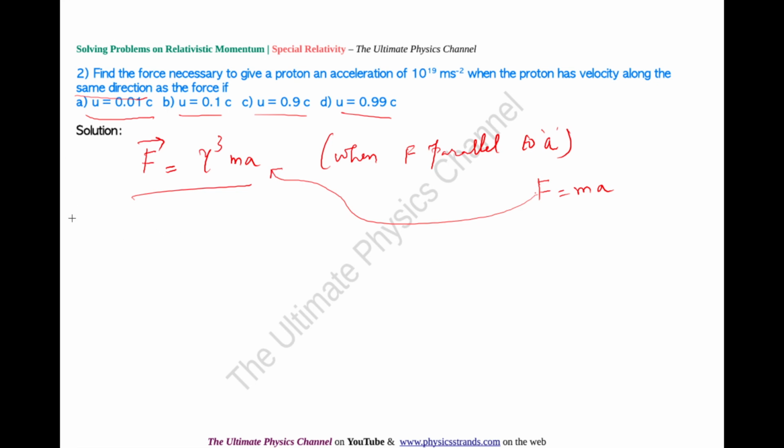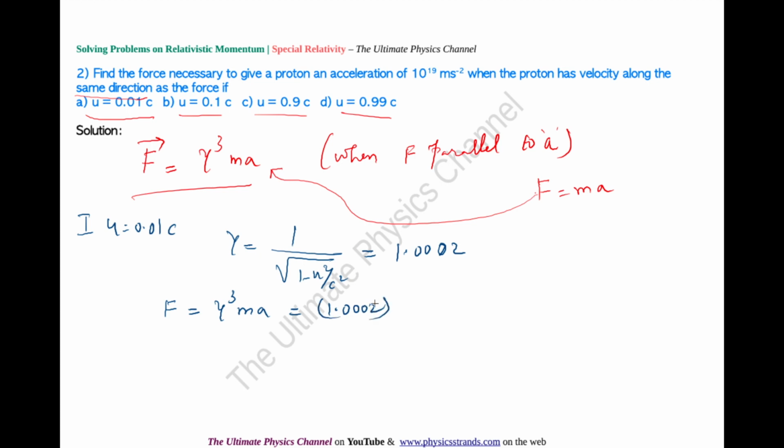So Newton's law gets modified accordingly here. Now we have different cases. The first case is the speed 0.01c. Again, we can work out the gamma factor for this. That is 1 over square root of 1 minus u squared over c squared, where u is 0.01c. If I work that out, I get gamma as 1.0002. So if I substitute that in the expression for force, F is equal to gamma cubed MA. Gamma cubed MA is 1.0002 power 3.